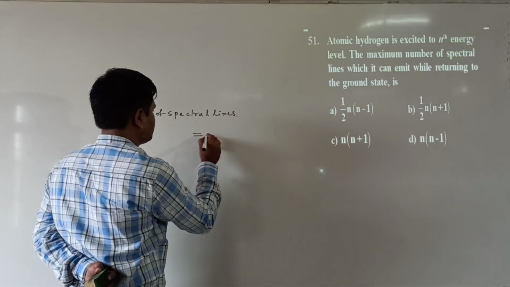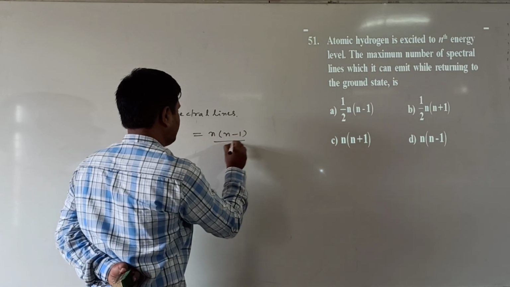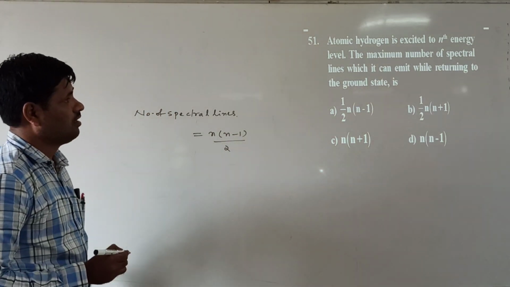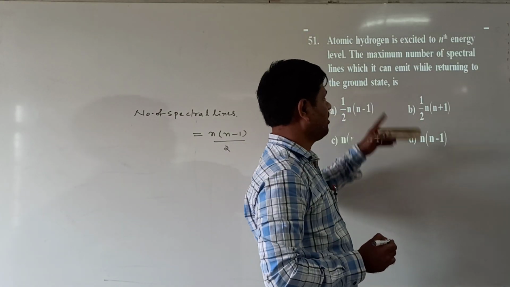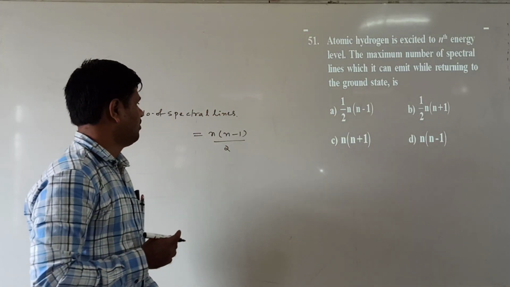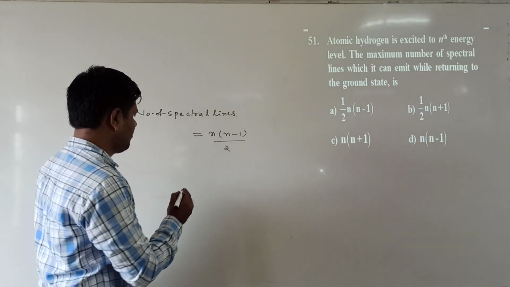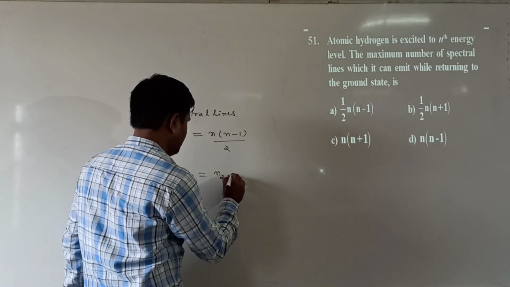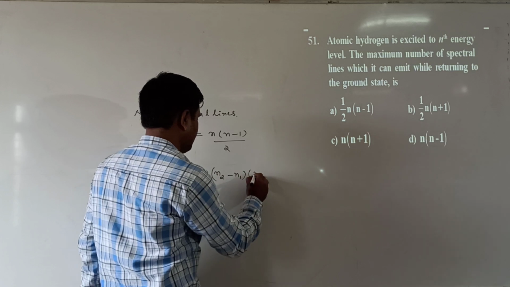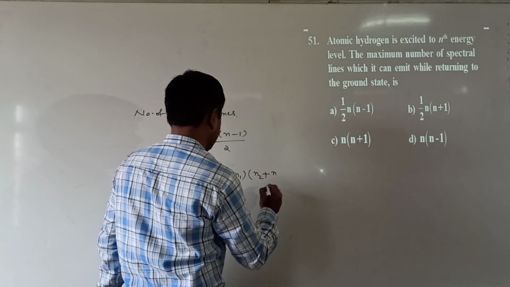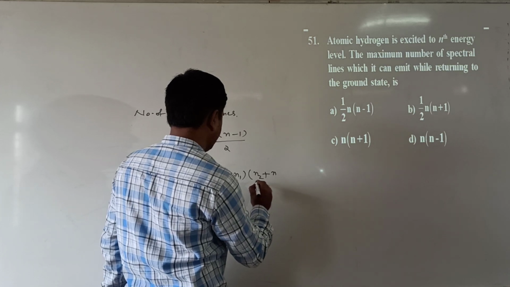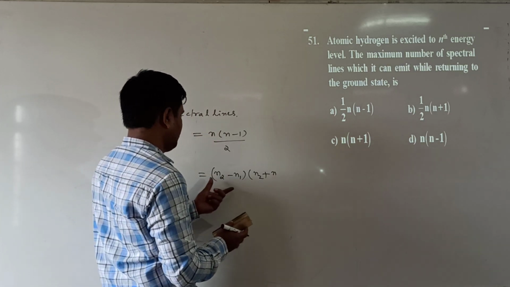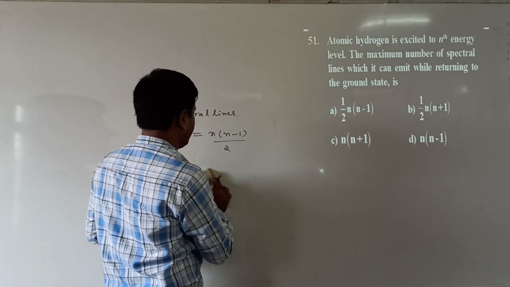That is the formula: n into n minus 1 by 2. This is the number of spectral lines when the electron is coming from an excited state to which state here? Ground state. Here another state is coming. What is the formula here? n2 minus n1 by n2 plus... this is n2 minus n1 by 2n minus 1.